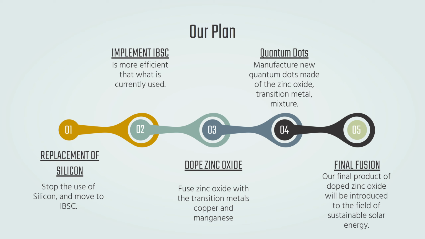Our third step would be doping zinc oxide. Fusing zinc oxide with the transition metals copper and manganese through the chemical reaction of fusing the dopant to the crystal structure of the zinc oxide. Our fourth step would be quantum dots. Quantum dots harness the potential of the electron current in the quantum well of the band gap.